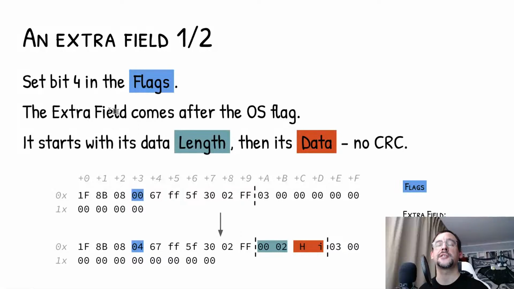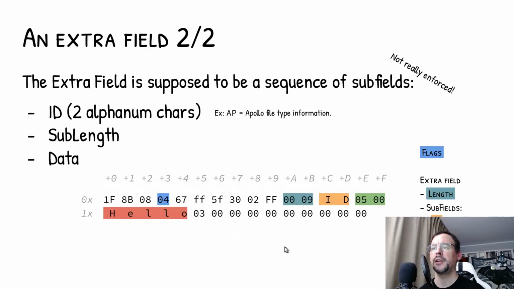Now, funnily, it's the same trick we're going to abuse. There is an extra field in GZip. There is a bit to set, and then after the OS flag, it starts with the length, and then the data. And the length is on 2 bytes. The extra field is supposed to be a sequence of subfields. It's not really enforced. You can still put whatever you want as long as the structure is enforced. But in practice, it will be like, this is the length of the whole extra field. Then there is a subfield ID. Then there is a sublength for this subfield, and then comes the subdata, the data of the subfield.